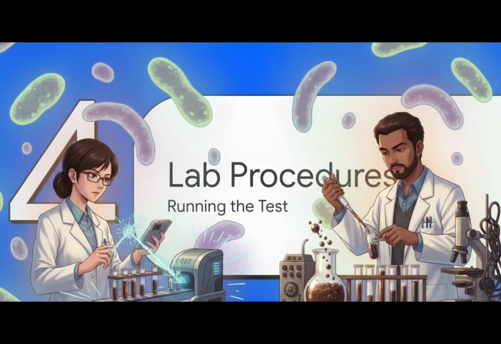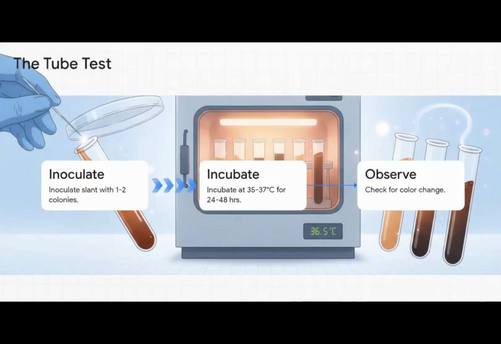Section 4. Step-by-step lab procedures, running the test. Depending on the speed and resources you have, there are two main ways to run this test. First up is the traditional tube test. You take a well-isolated colony from an 18 to 24-hour culture using a sterile loop or needle, and you inoculate the surface of the agar slant. A quick tip here, make sure to leave the cap slightly loosened to ensure adequate aeration.